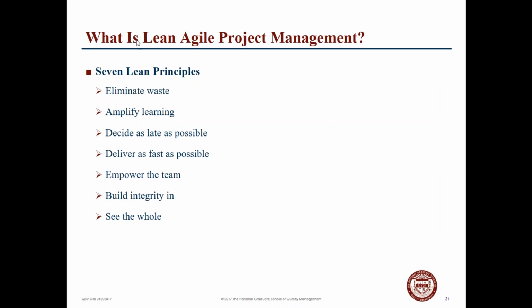So when we look at this concept of what is lean, when we incorporate the lean philosophy into agile project management, we look at 7 principles that are a focus of what lean strategies hope to accomplish, which is the elimination of waste, to increase learning, how do we decide as late as possible or just in time, how do we deliver our product or our service as quickly as possible, empower the team, build integrity into the team, and see the entirety of what we're hoping to accomplish.